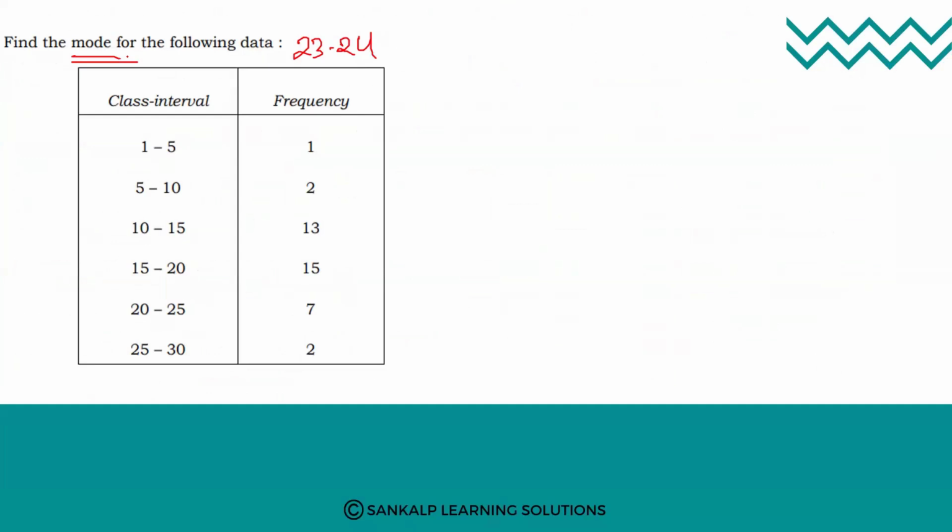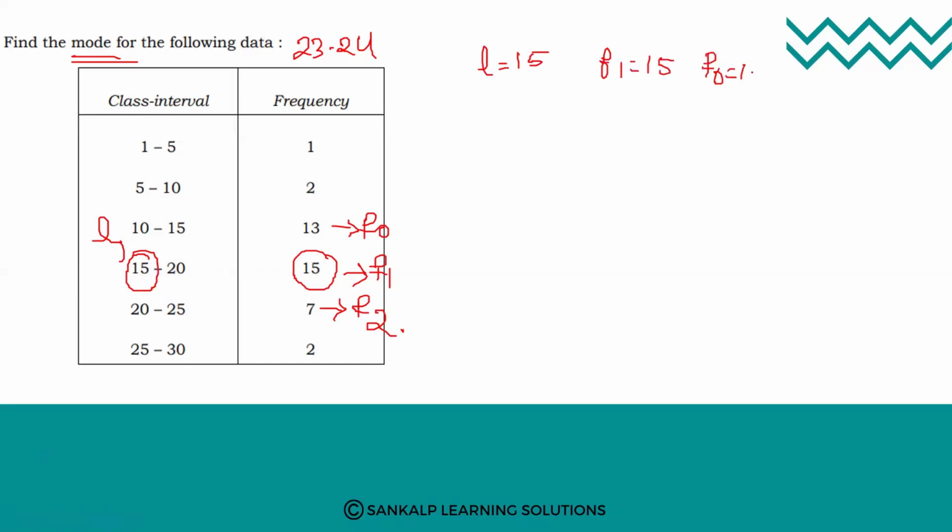For that, what are we going to do? First consider which one is the highest frequency here. Highest frequency is 15. Right? So this is F1, this is F0, and this is F2. So L, the lower limit, is 15 and F1 value is 15. F0 value is 13 and F2 value is 7. And what is the value of H? H is from 10 to 15, that is upper limit minus lower limit.